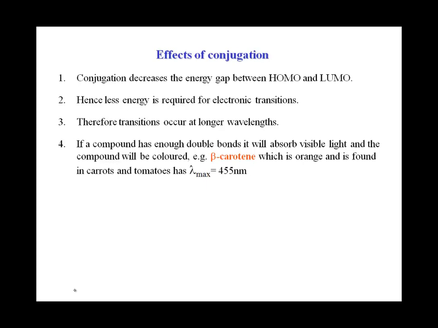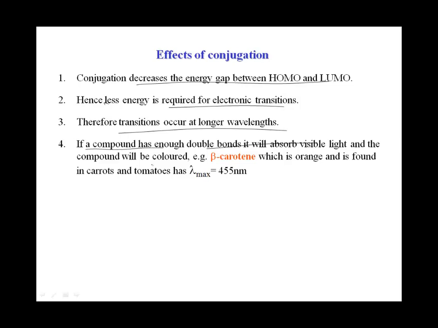Right, so again, summarizing what I just said for your notes: conjugation decreases the energy gap between the HOMO and LUMO, and therefore you need less energy for electronic transitions. If you have less energy, it means the UV bands occur at longer wavelengths. And for example, if a compound has enough double bonds, it will absorb light in the visible region.